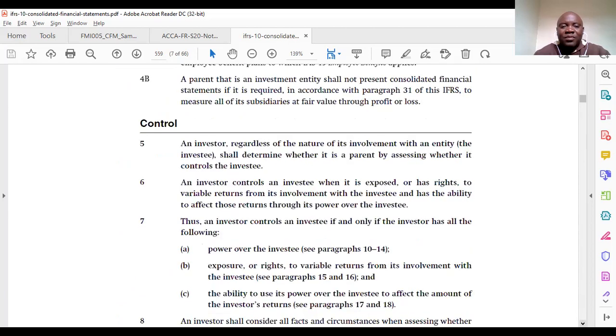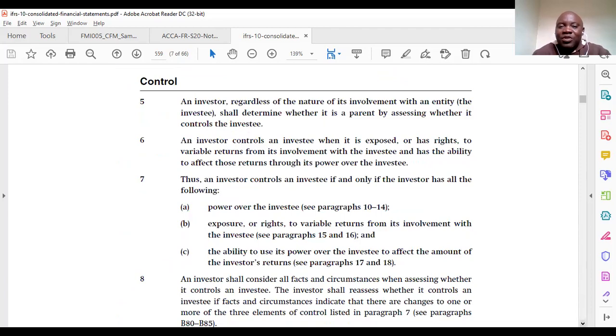Let me just check on control. So under control it says, an investor, regardless of the nature of its involvement with an entity, shall determine whether it is a parent by assessing whether it controls the investee. Paragraph 7, they go on to say that an investor controls an investee if and only if the investor has all the following: power over the investee; exposure or rights to variable returns from its involvement with the investee; and the ability to use its power over the investee to affect the amount of the investor's returns. Now we can go to my presentation and do this.